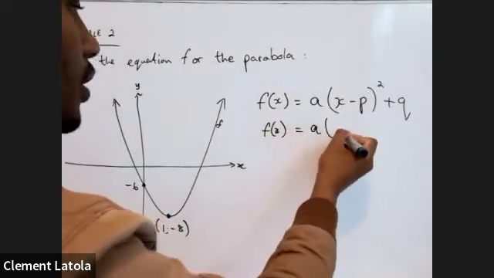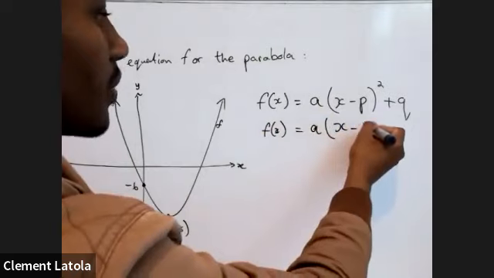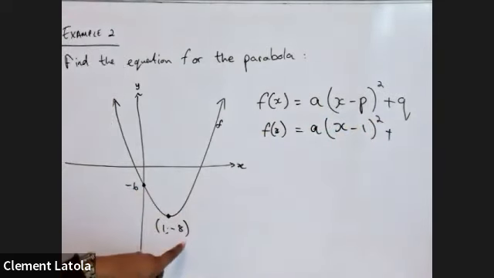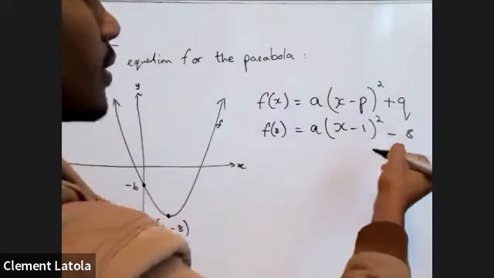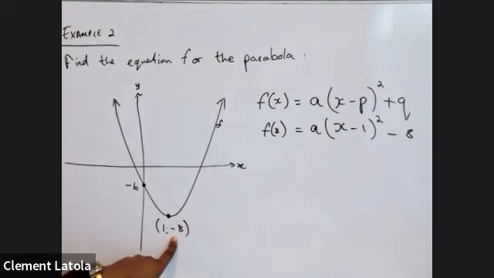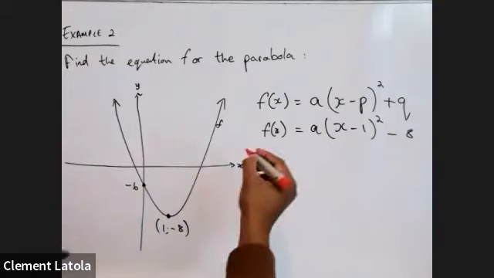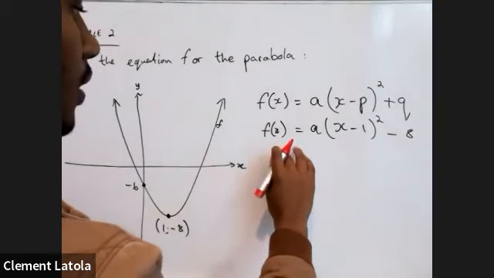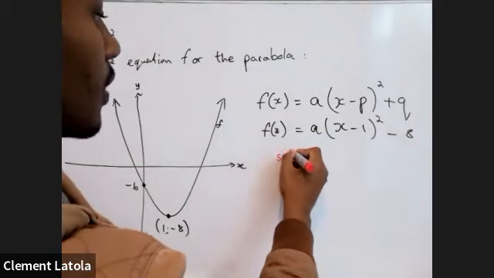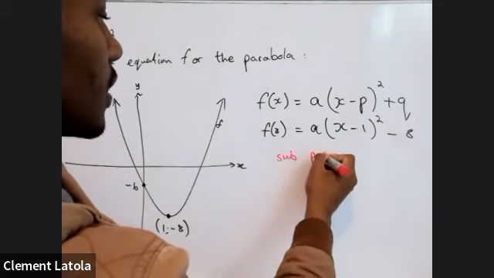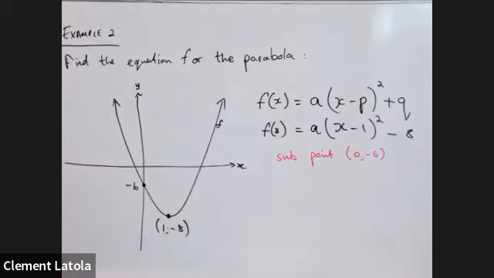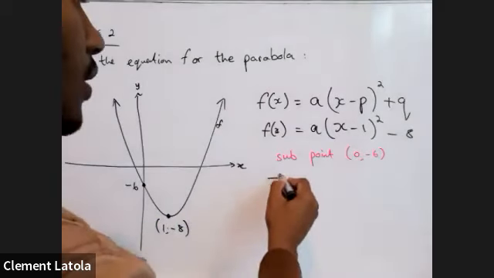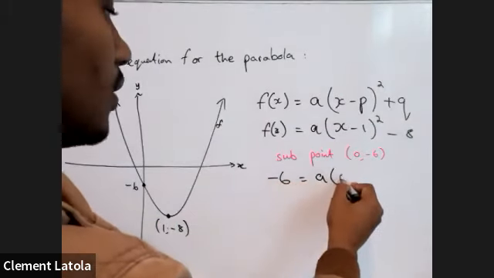So I'm going to substitute p as 1. So that becomes x minus 1. And then I substitute q with -8. So then this becomes minus 8. All right. Now, like I said, I'm going to substitute the point here, (0, -6). So -6 is our y value and 0 is the x value.